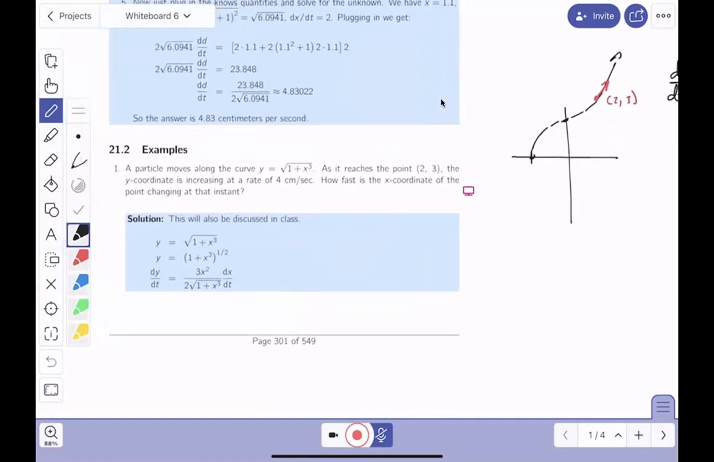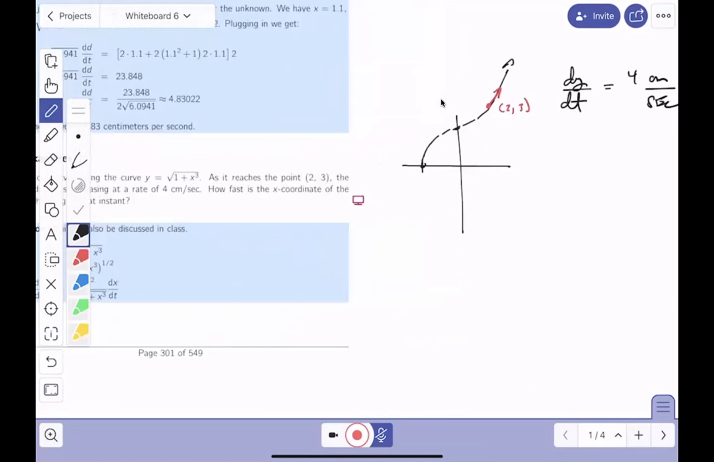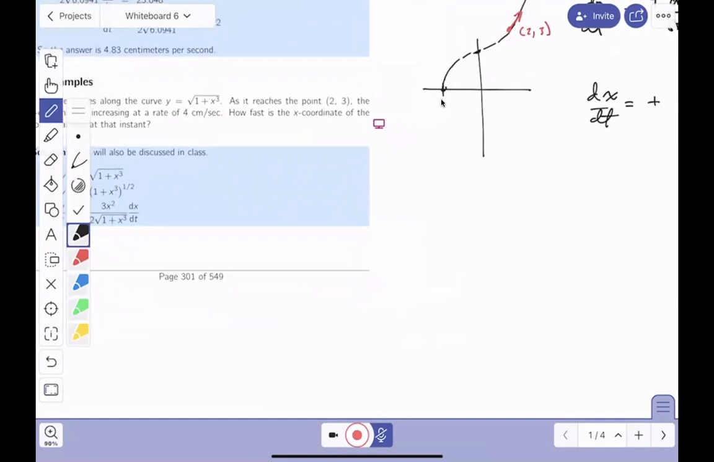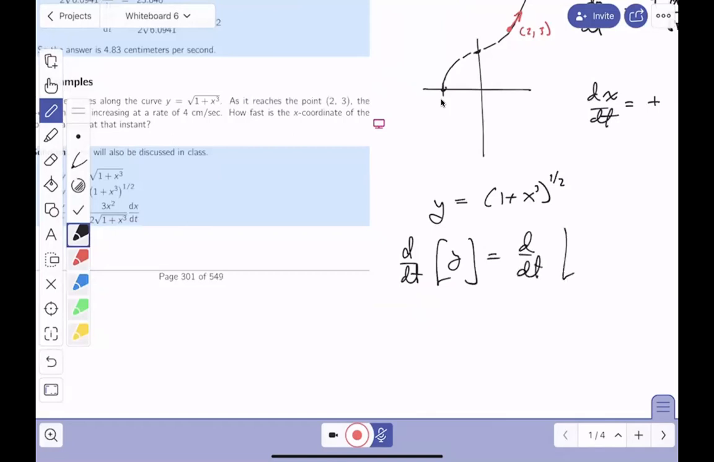All right. Then they go on to say, how fast is the x coordinate of the point changing at that instant in time? And I hope you realize if it's moving up at that point, certainly dx/dt would be moving to the right. So I certainly know it's a positive number. I don't know what the number is yet, though. So how do I do that? I write down the relationship. What's the relationship? y equals (1 plus x cubed) to the 1/2 power. I differentiate with respect to t. So d/dt of the left side, d/dt of the right side. See if we can do that.